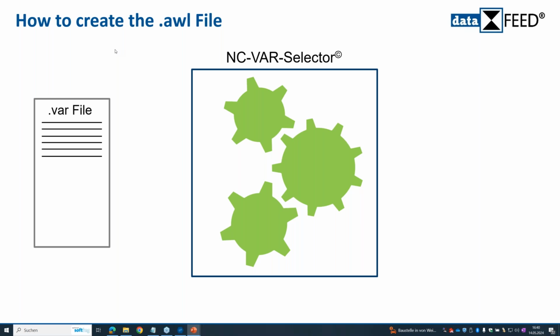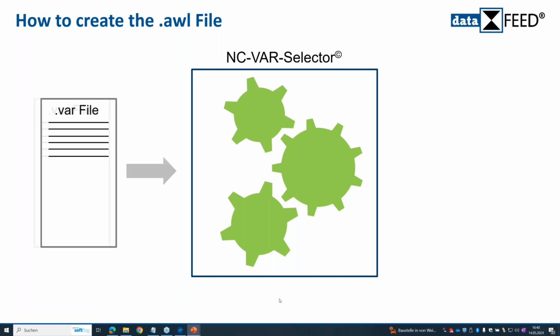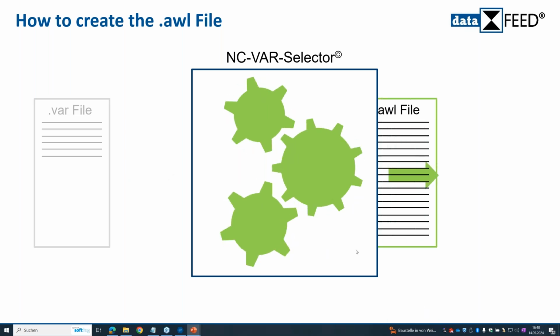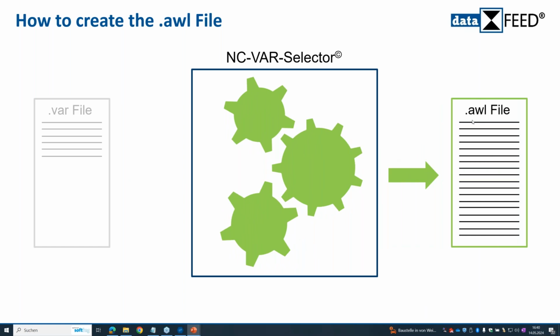So if you want to adjust your AWL file, or you want to have more variables, you can use our .var file, which you can also download. You can import it in the NC var selector, and then you can add some variables, you can delete some, whatever you want. The NC var selector is a tool by Siemens, so you need to ask Siemens to get this program. It's easy to operate, and what gets out is the AWL file. This file is later then imported into the edgeConnector.